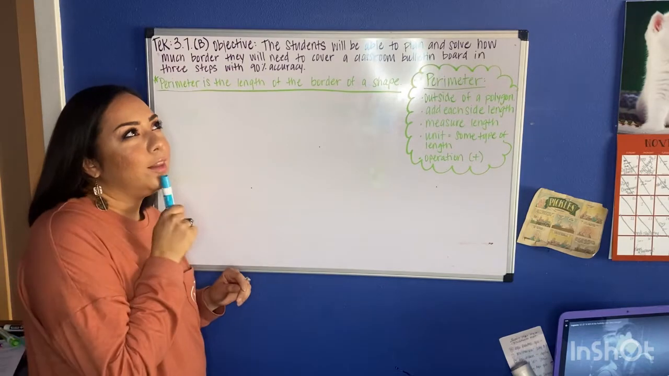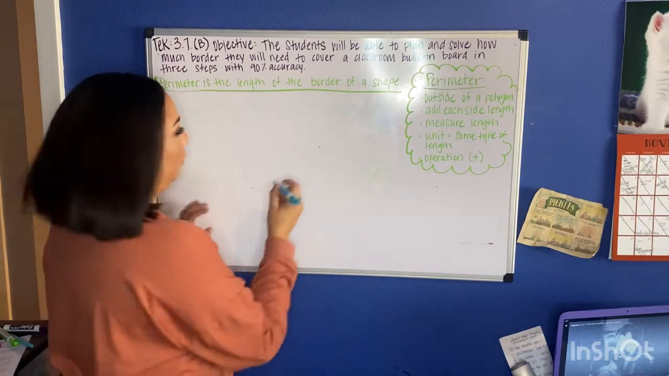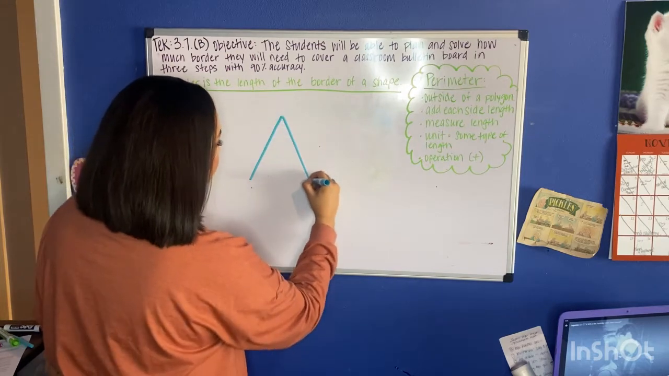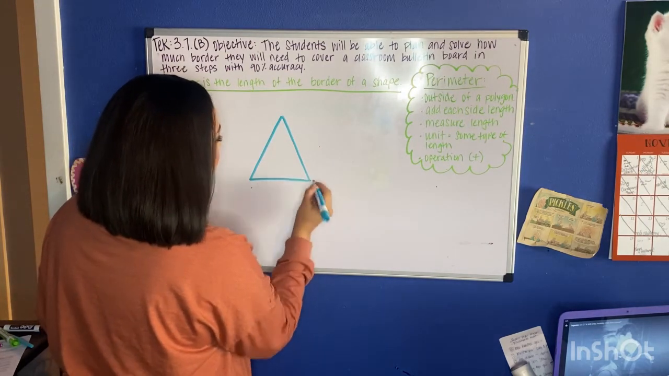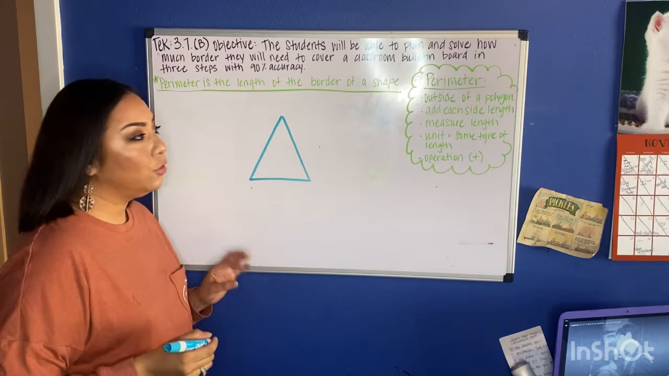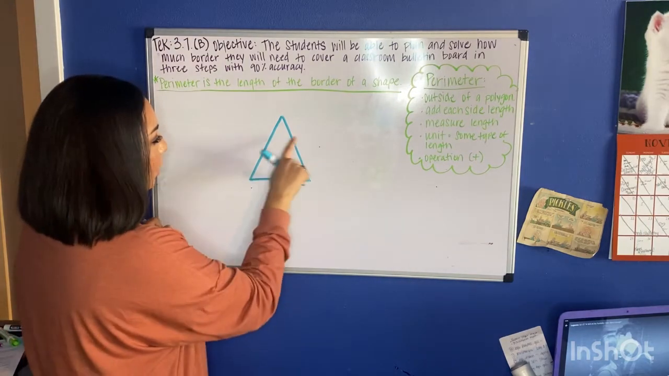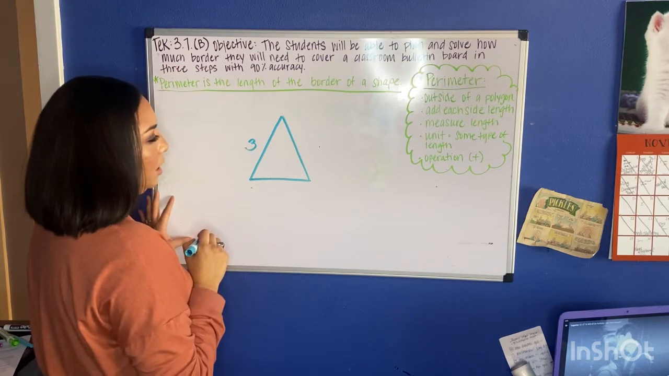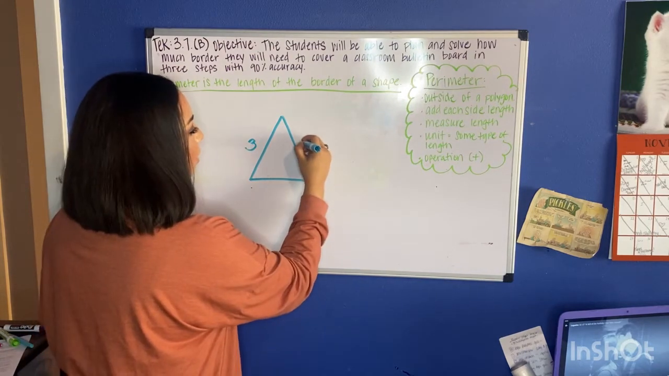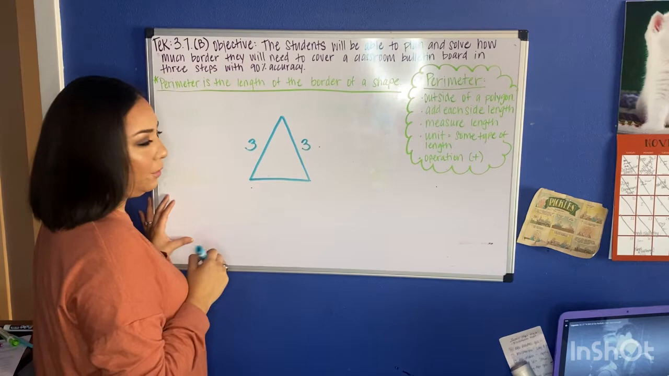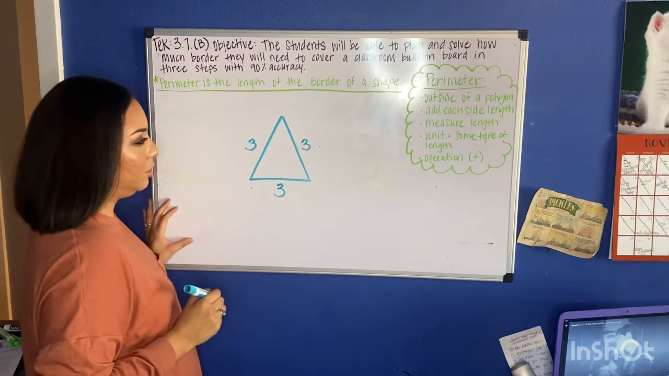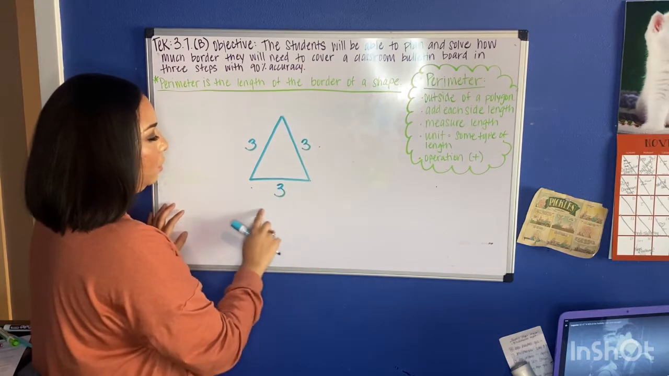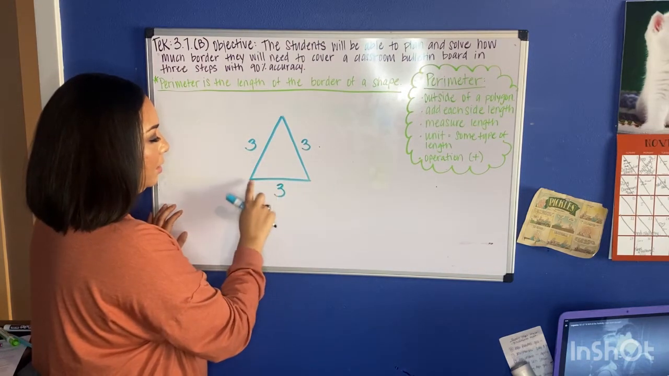So let's find the perimeter of a triangle. This is different. A different shape. How many sides does a triangle have? 3. Let's see. 1, 2, 3. So let's say this side over here equals 3. This side over here equals 3. And this side here equals 3. So let's add all of these together because we want to find the perimeter of the whole shape. And that is around the sides here.